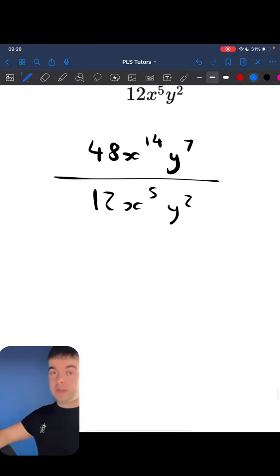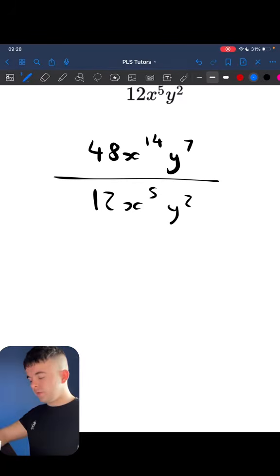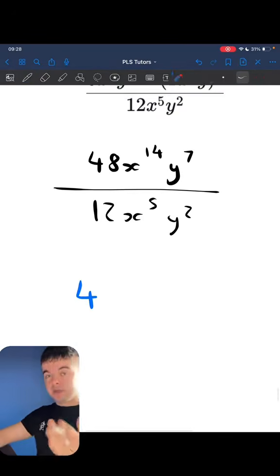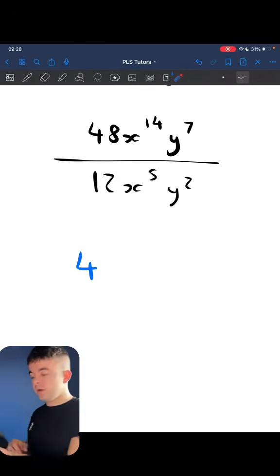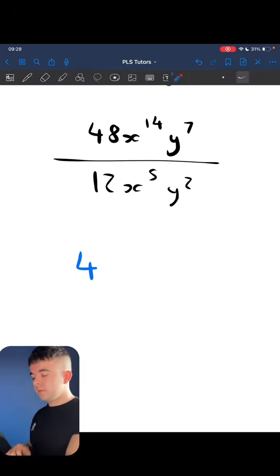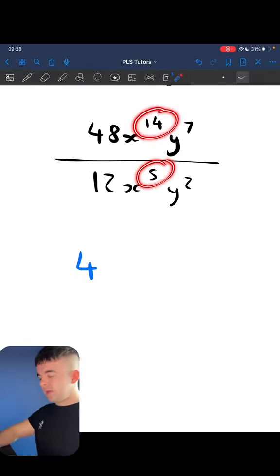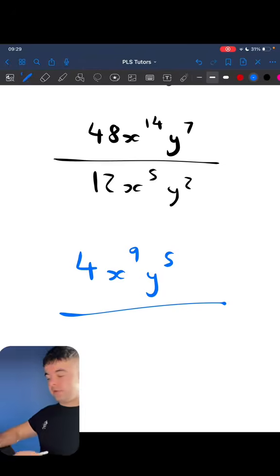So numbers, once again, you just treat normally. So 48 divided by 12 gives us 4. And then when you divide, you just subtract your powers, just the opposite of multiplying, right? When you multiply, you add. So when you divide, you minus. So 14 take away 5 gives you x to the 9. And then 7 take away 2 gives you y to the 5. And then that there is your final answer.